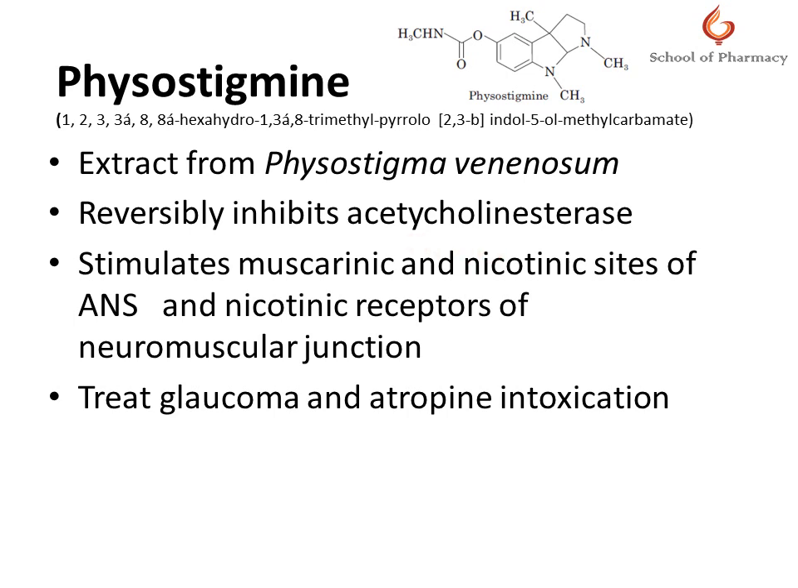Now how does it work? It stimulates the muscarinic and nicotinic sites of the ANS, the autonomic nervous system, and the nicotinic receptors of the neuromuscular junctions. This physostigmine is used to treat glaucoma and atropine intoxication.